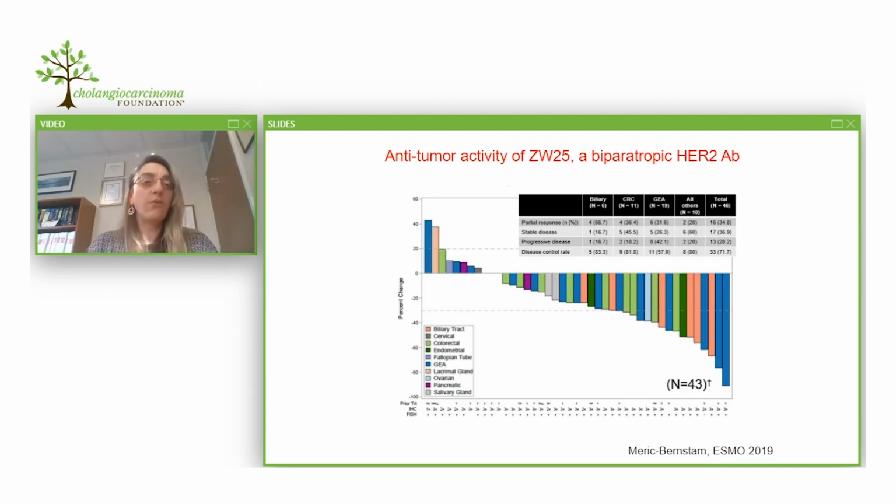Another clinical trial ongoing is with a bispecific HER2 inhibitor, ZW25. This trial is accruing HER2-positive patients with a variety of different tumor types. In salmon are the patients that are HER2-positive and have biliary cancer. And you can see, on this waterfall plot, really compelling responses seen in this tumor type. Dr. Shubham Pant at this meeting will be talking a little bit more about this trial data.